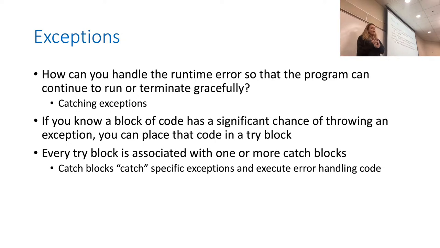Catch blocks catch specific exceptions and handle the error. You, the programmer, decide what that means. You specify how you handle the error, but that's the principle, right? If you think a piece of code will throw an exception, you put it in a try block so you can try the code, and if that code throws an exception, you catch it in one of your catch blocks and then deal with the exception.